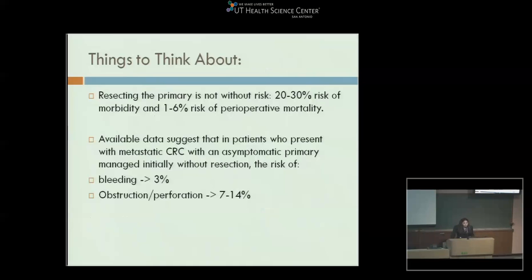Available data, though, does suggest that in patients who present with metastatic colorectal cancer, as long as they have an asymptomatic primary, if you manage these initially without resection, the risk of them bleeding is actually not that high, it's 3%, and the risk of perforation or obstruction is 7 to 14%.